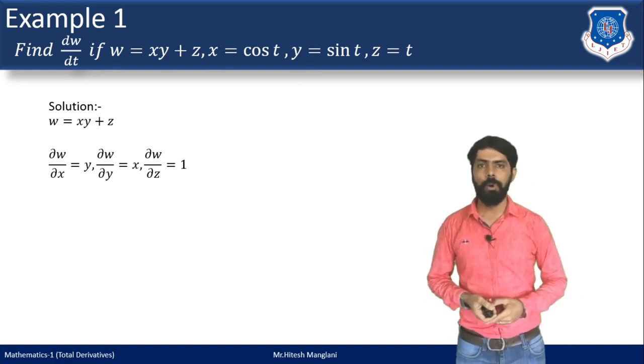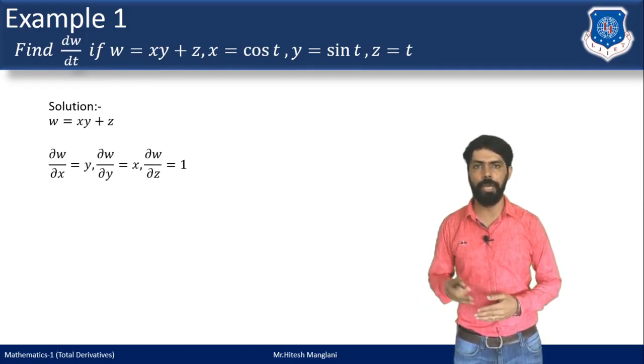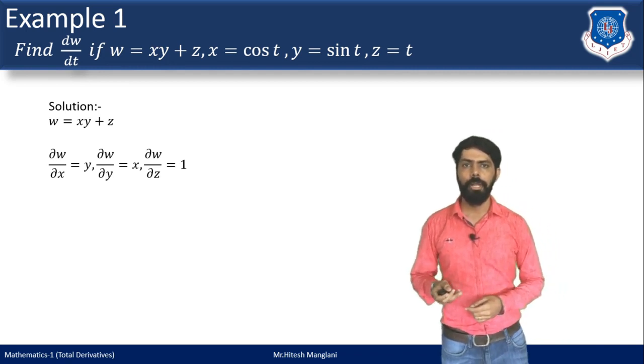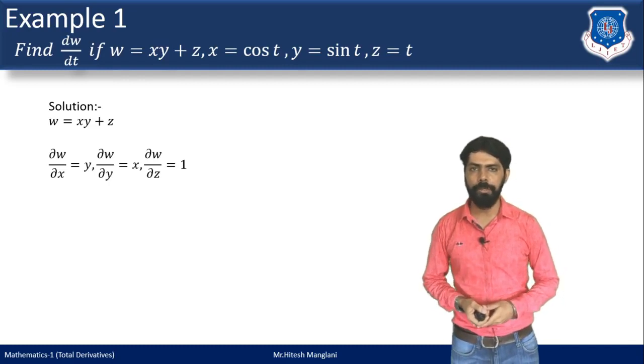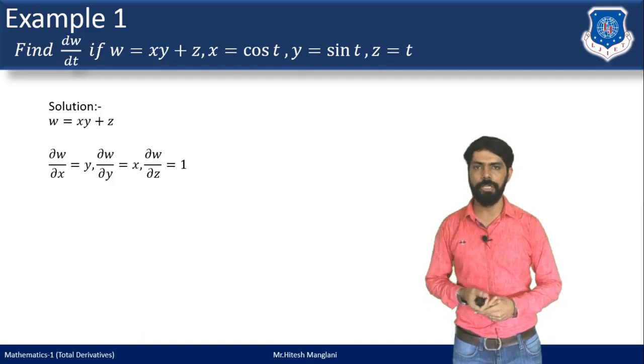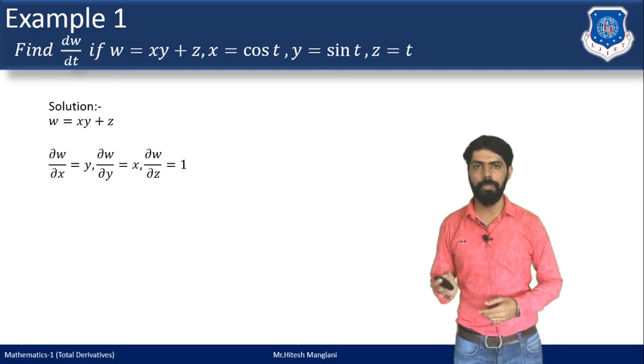Now think about del w by del y. That means we will have to partially differentiate w with respect to y. So x and z will be constants. Here x will be as it is and the derivative of y is 1. And the second term, that is z, is constant, so it is 0. Now we will find del w by del z. That means x and y both will be constants, because if we partially differentiate w with respect to z, then x and y are constant. So the first term is a constant, so its derivative will be 0. The derivative of the second term, that is z, is 1.